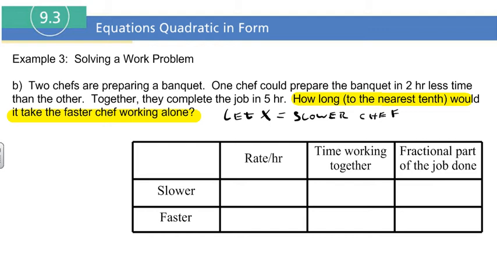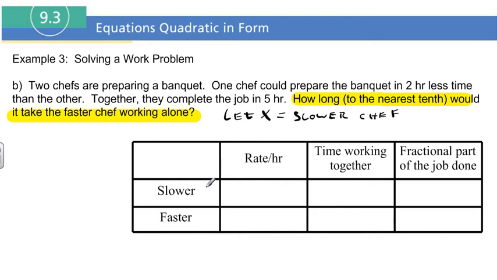Now, it's not that it's incorrect. It's just a very common practice that when we do these work problems, we let x equal the slower chef. We could let x equal the faster chef as well. It just means that when we look at the information given to us, we have to think about it backwards. I'll show you the backwards thing in a minute, but let's just let x equal the slower chef. And hopefully this will make sense here.